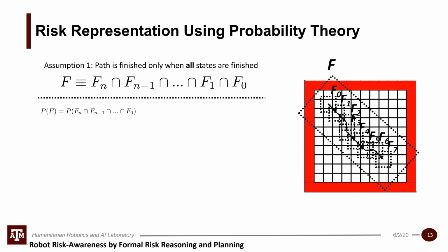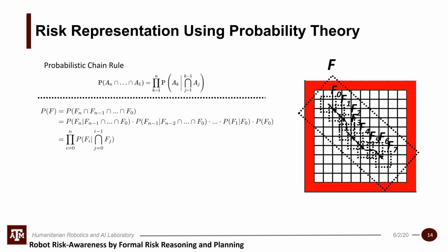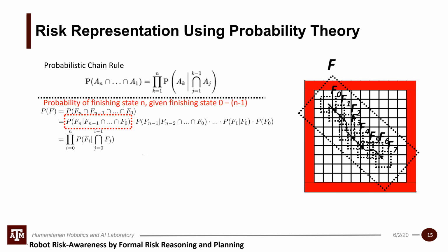Using the first assumption, the probability of the robot finishing the path is the probability the robot finishes all states. Expanding this equation using the probabilistic chain rule, the probability is the product of the probability of finishing each individual state given the previous states are finished. Note this is the probability of finishing state n given finishing state 0 to n minus 1.